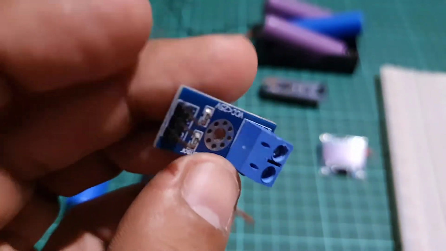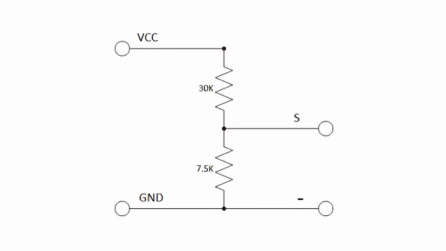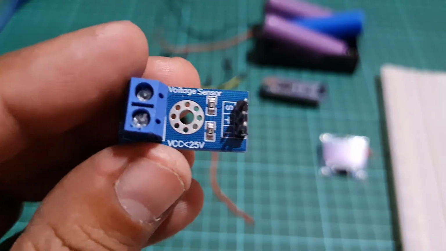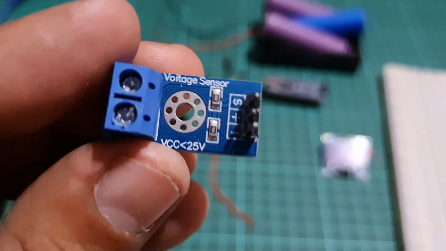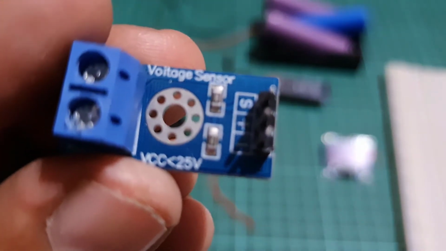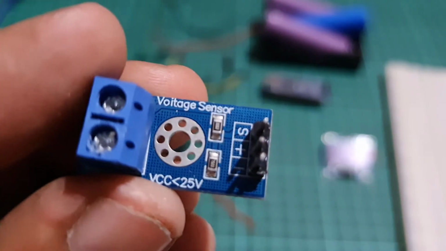The voltage sensor is basically a voltage divider consisting of two resistors with the resistances of 30 kilo ohm and 7.5 kilo ohm. That is a 5 to 1 voltage divider. Hence, the output voltage is reduced by the factor of 5 for any input voltage. The internal circuit diagram of this voltage sensor is given here. The Arduino analog pin accepts the voltage up to 5 volt. Hence, you can use this module easily with the Arduino board.